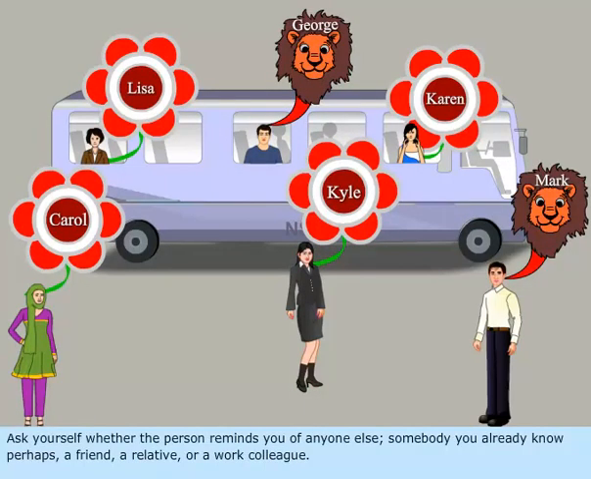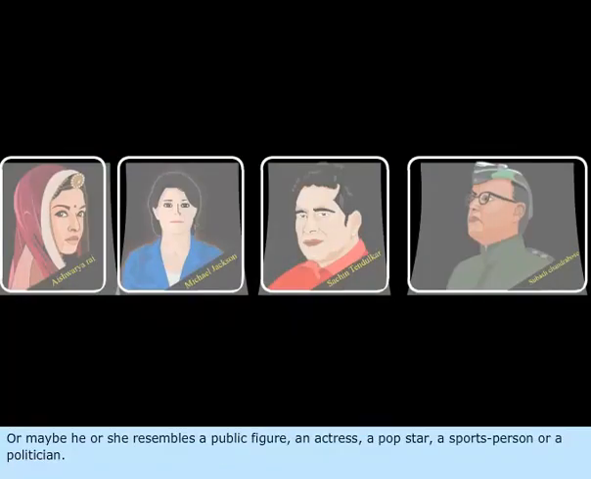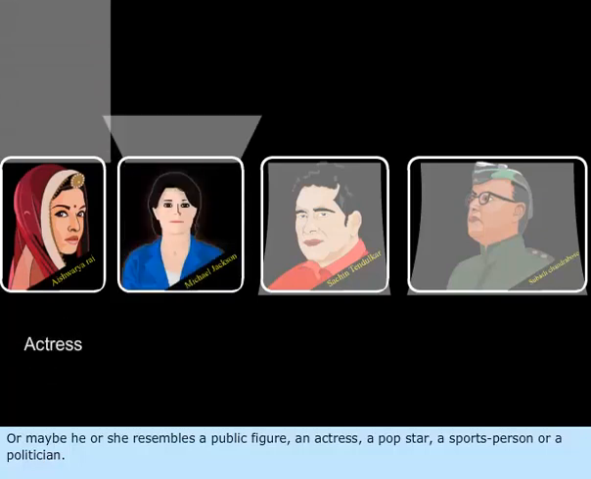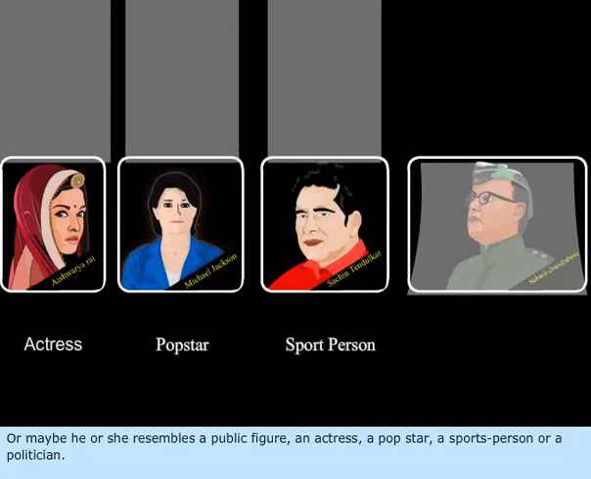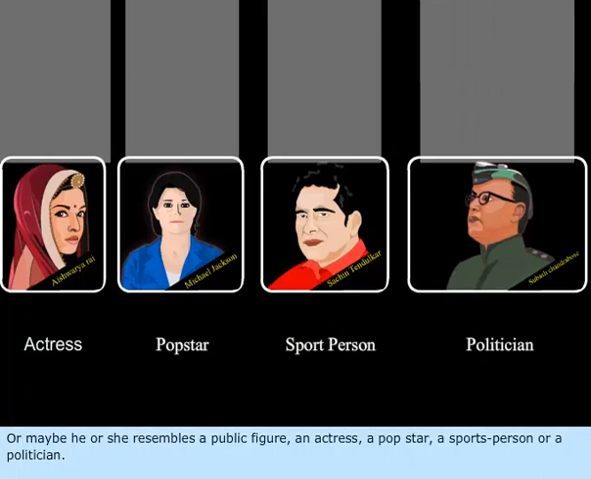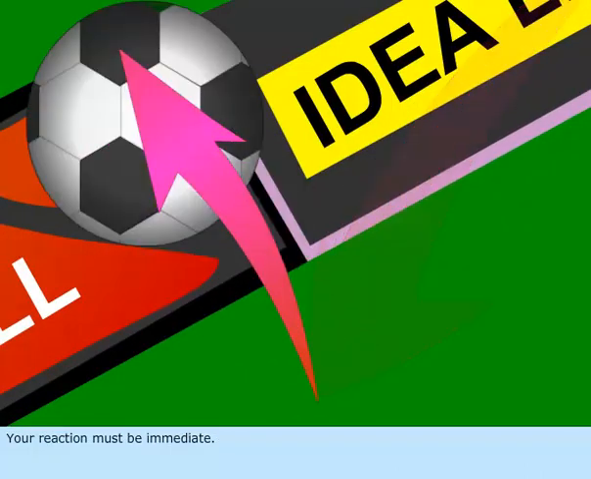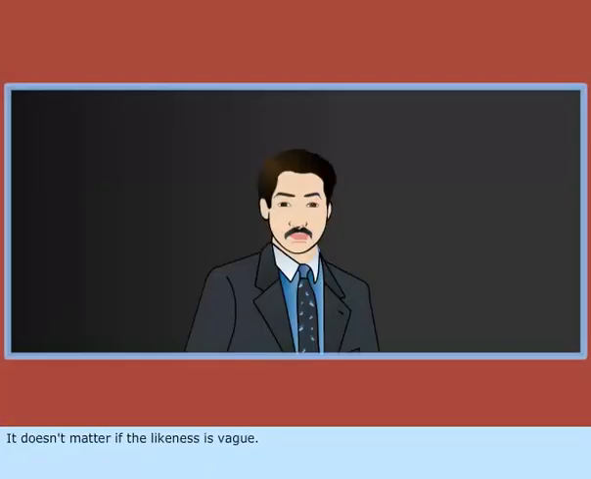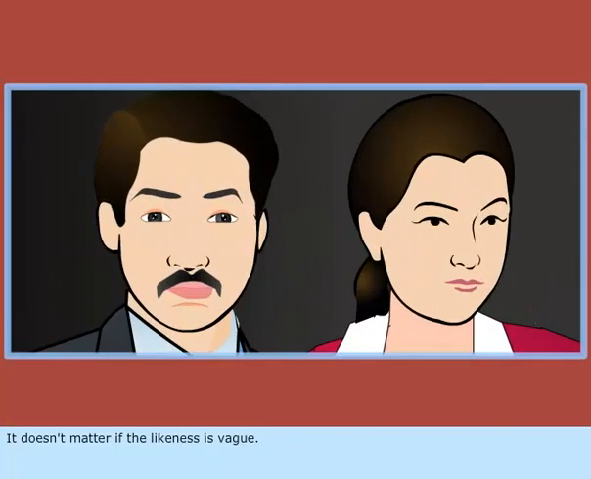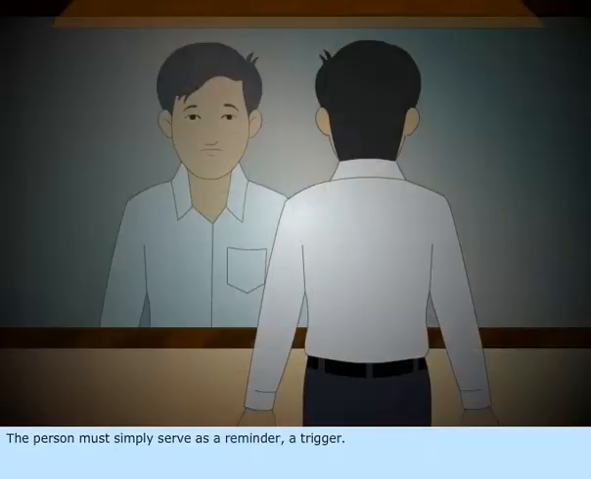Ask yourself whether the person reminds you of anyone else, somebody you already know perhaps, a friend, a relative, or a work colleague. Or maybe he or she resembles a public figure, an actress, a pop star, a sports person, or a politician. Your reaction must be immediate. It doesn't matter if the likeness is vague. The person must simply serve as a reminder, a trigger.